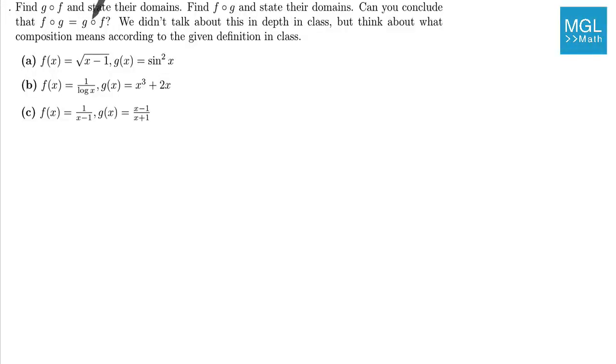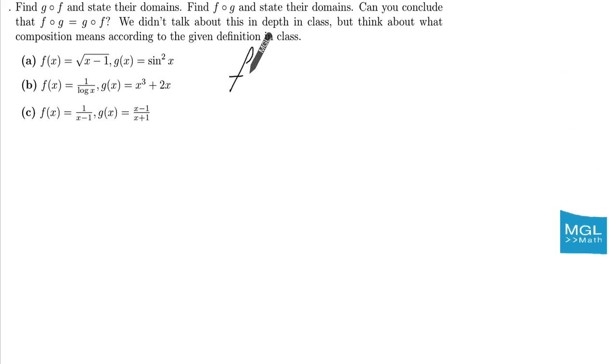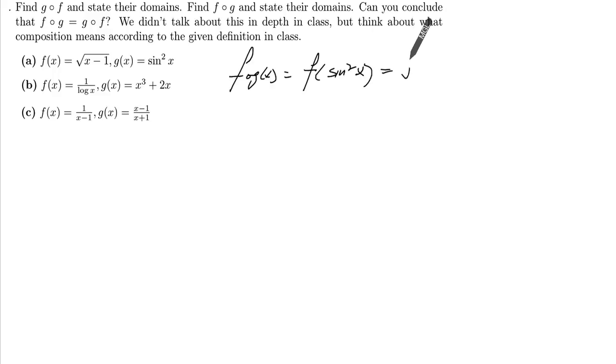Okay, so we have to find G∘F and F∘G and state their domains. So let's do F∘G first for part A. F∘G at x. That's f at sine squared x. And that means we get square root of sine squared x minus 1.